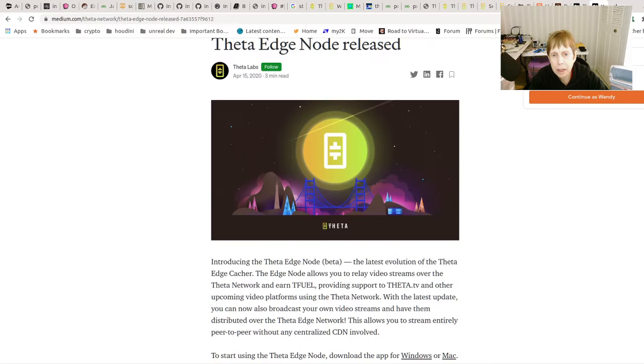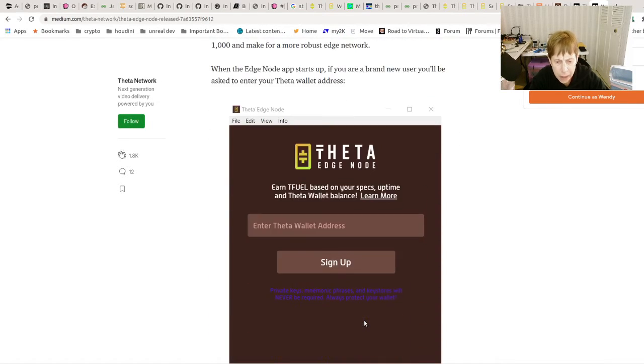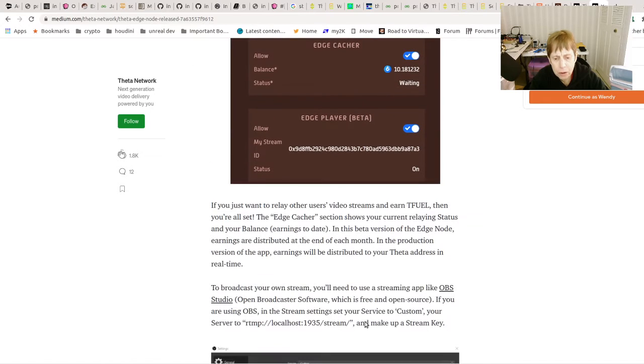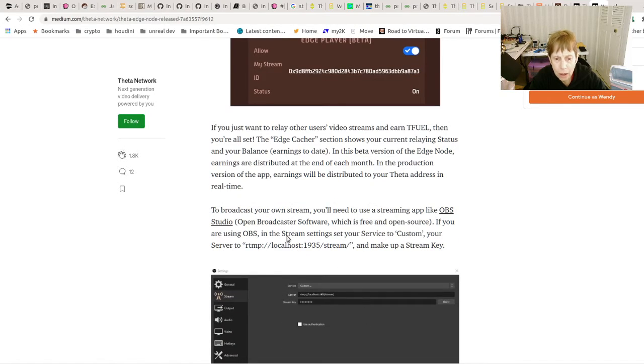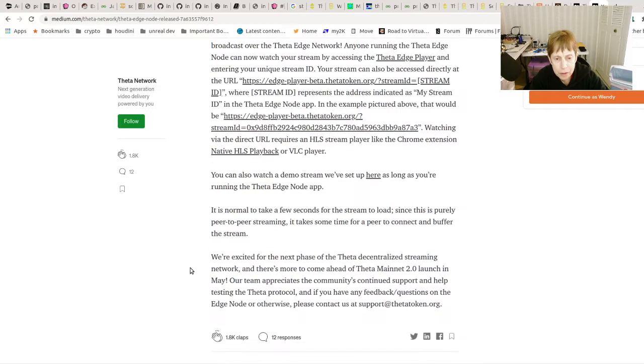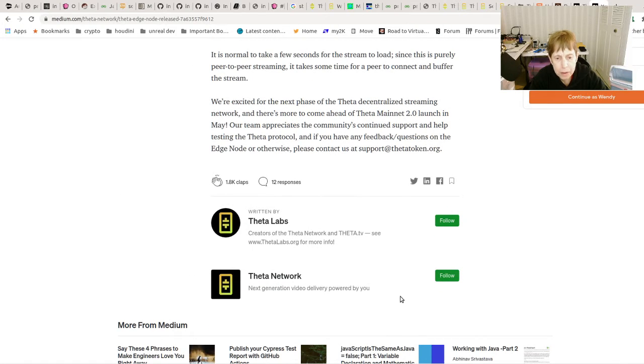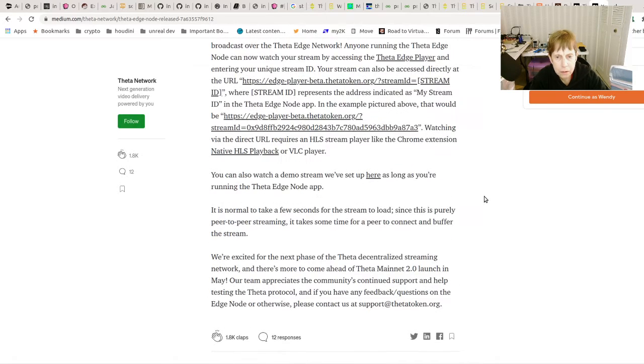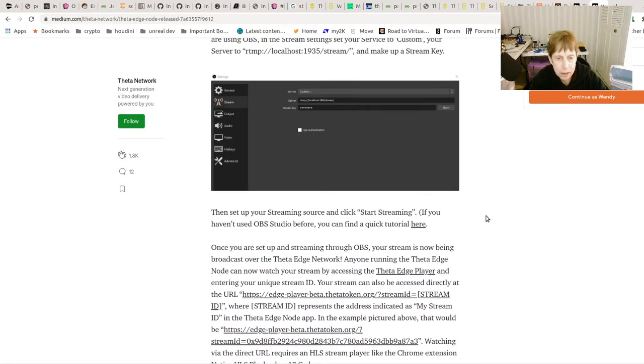We now have an Edge node, which again lets you earn T-fuel, provides bandwidth to the network, and allows it to be more decentralized. And I believe now, from what I was reading, it says you can broadcast your own stream and make up a stream key. Just do your own thing. And I think that's worthy of experimentation. To me, this is very exciting.